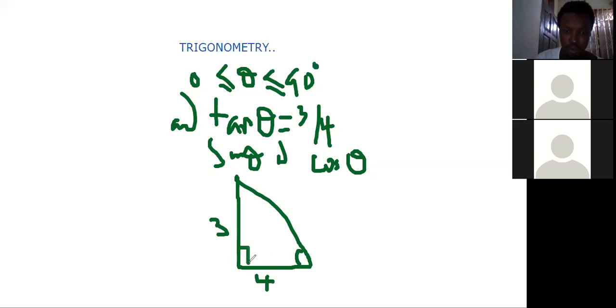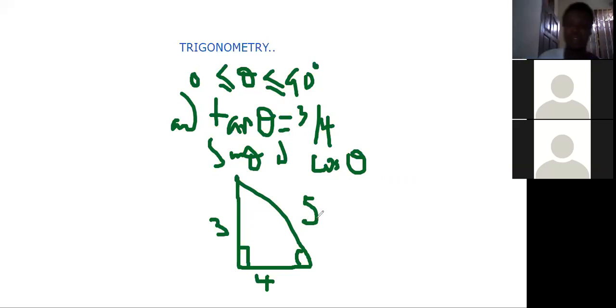Now we can use the distances we've been given to find the hypotenuse. The hypotenuse will be root of 3 squared plus 4 squared. What are you getting? I'm getting 5. You can use your calculator: 3 squared gives 9, 4 squared gives 16, so that gives us 25, and root 25 gives us 5.